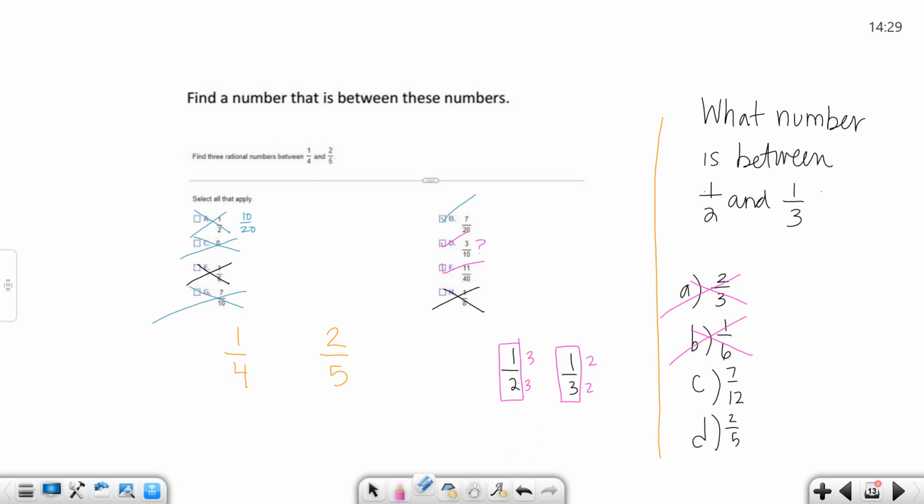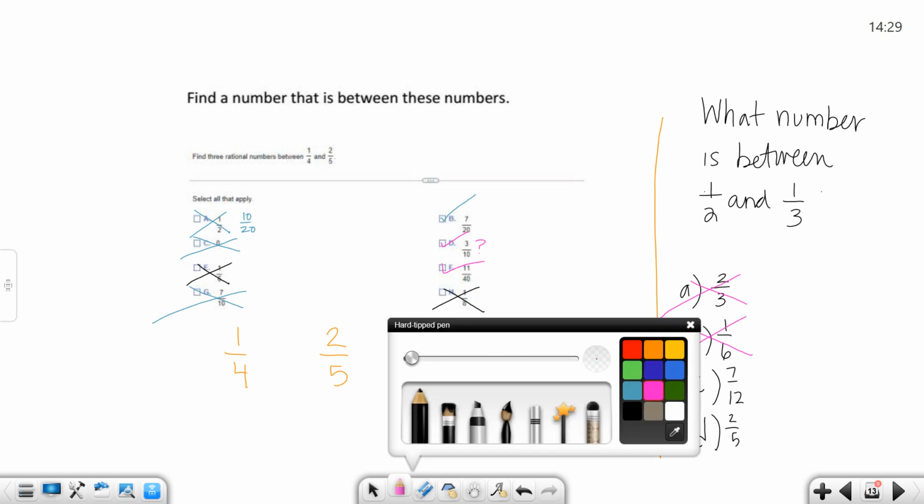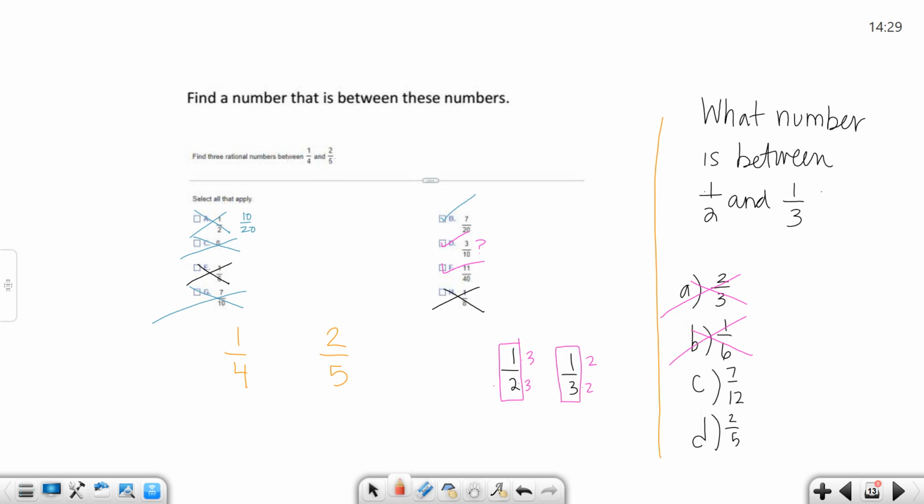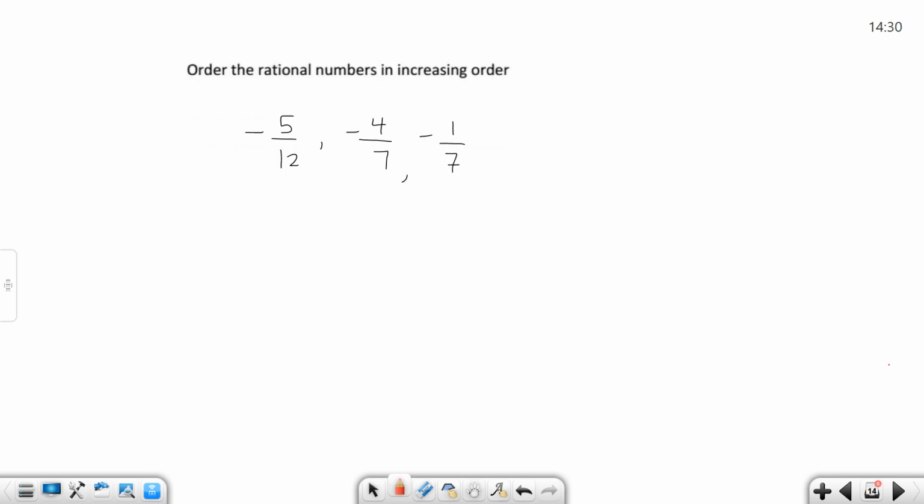Now the next one that I see is twelfths. If you go back on here and try them in twelfths, I can multiply this one by 6 and I get 6 twelfths. And I can multiply this one by 4 and I get 4 twelfths. Well, this one doesn't lie in between there and there. So by process of elimination, this is the one that's going to work. 2/5 is between those two numbers.